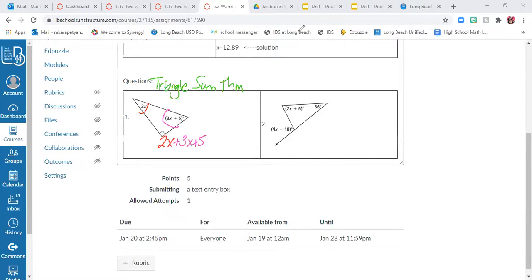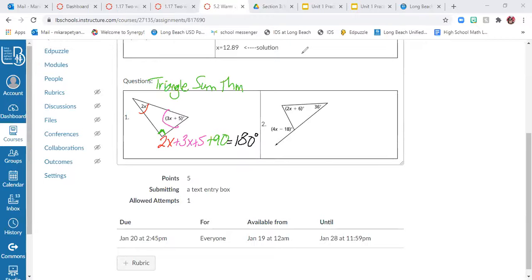And then we can't forget about our third angle. Our third angle right here is our 90 degrees. So we're going to do plus 90. And that's all going to equal, because of our triangle sum theorem, we know that the 3 interior angles of a triangle will add to equal 180. So then we're just going to go ahead and solve.